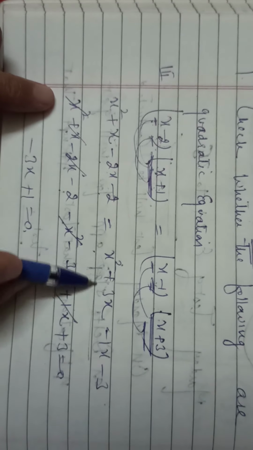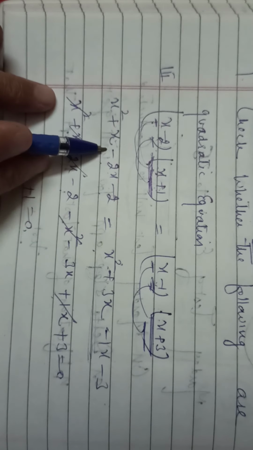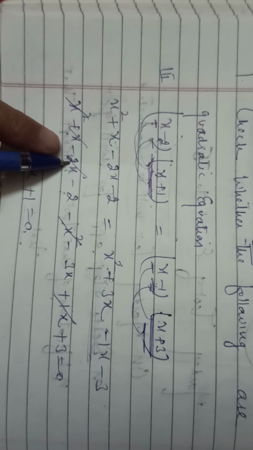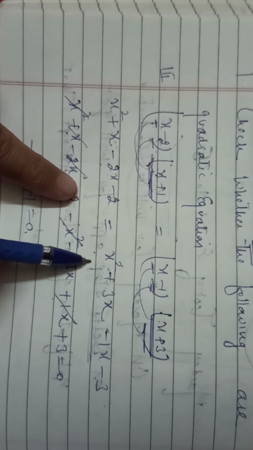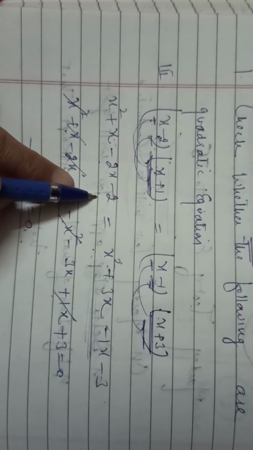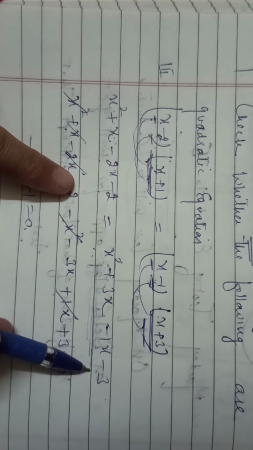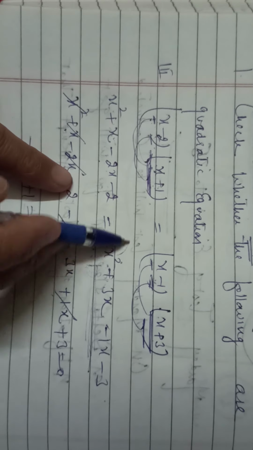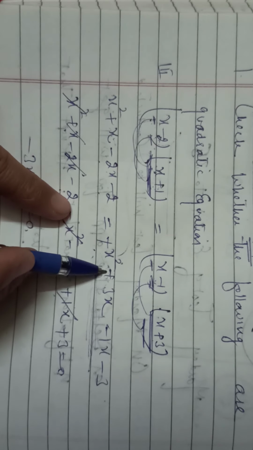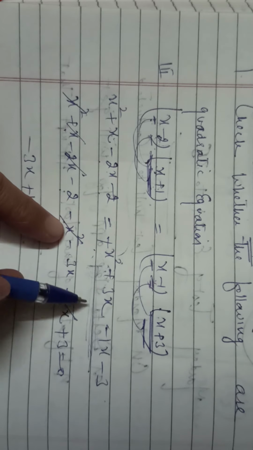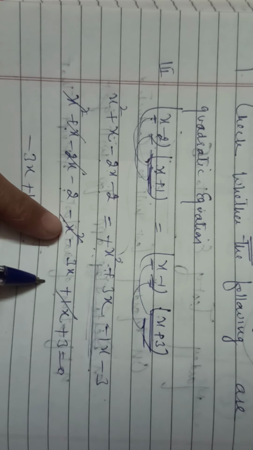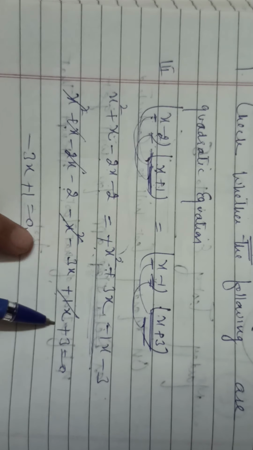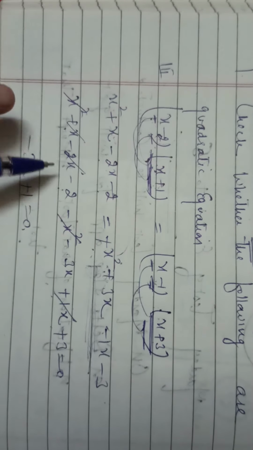Bring this complete polynomial to this side, right? x square plus x minus 2x minus 2. When this comes to this side of the equal sign, all its signs will change. This is plus, it becomes minus. This is plus, it becomes minus. This is minus, it will become plus. This is minus, it will become plus, equal to 0.